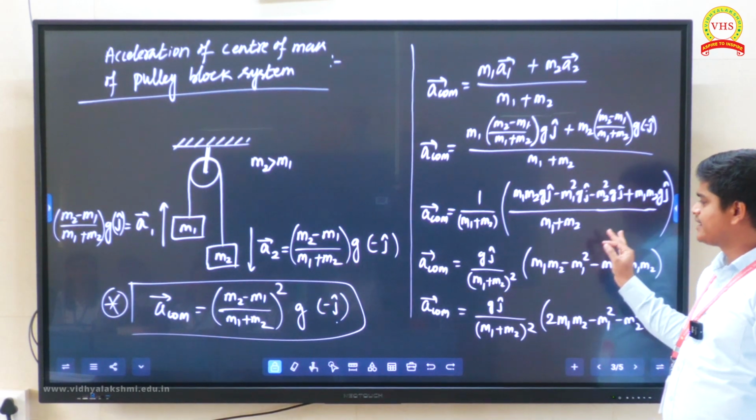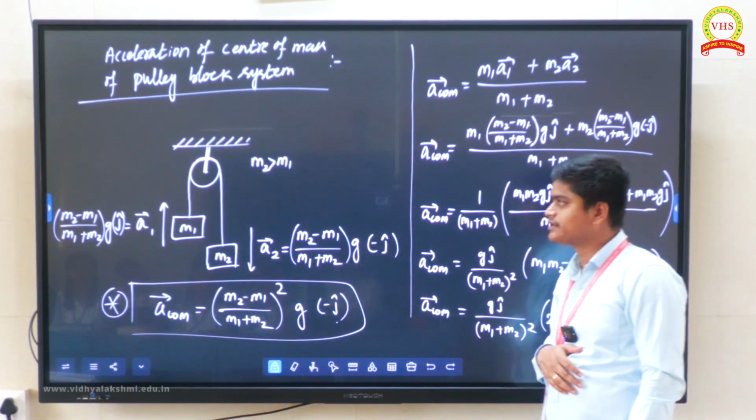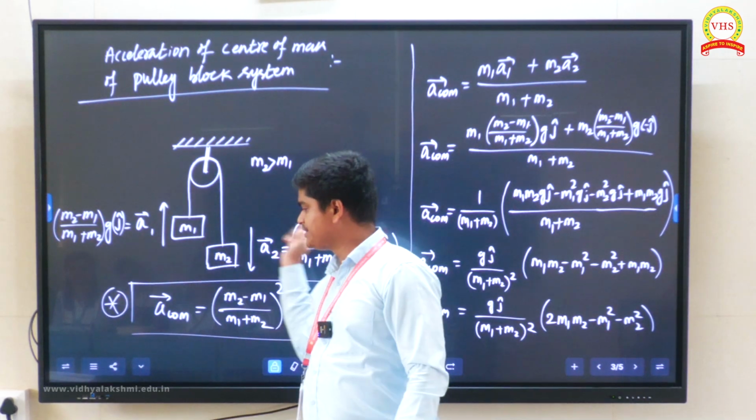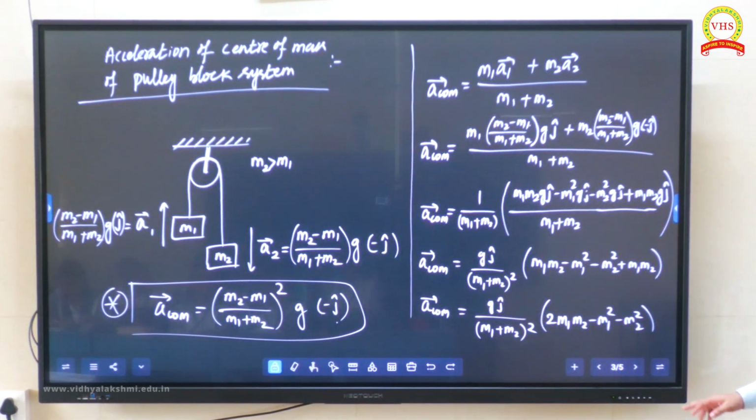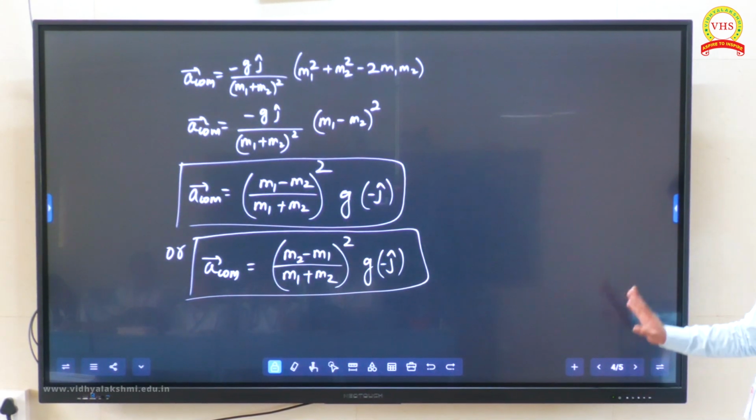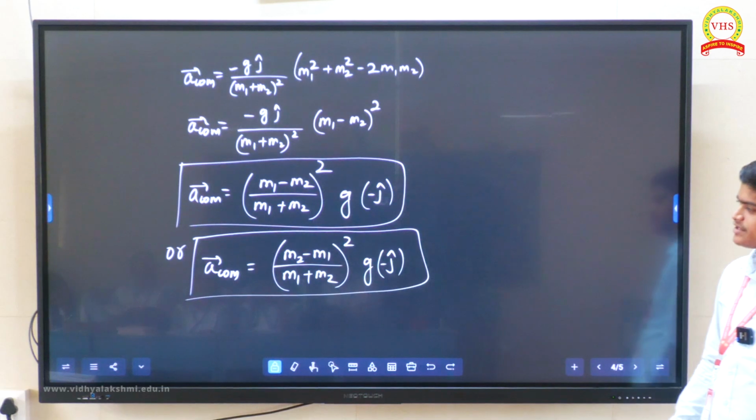So multiplication and a little calculation we are doing and we are calculating. Okay. So acceleration of each block, acceleration of center of mass. Clear? No doubt? Okay. So this is the calculation. Check this calculation.